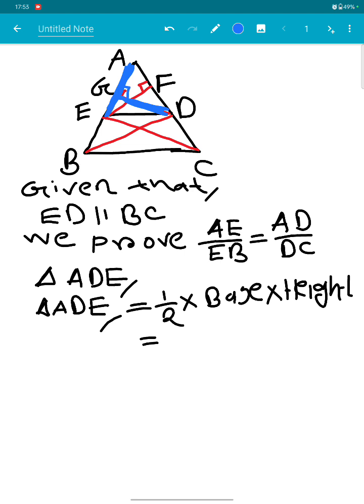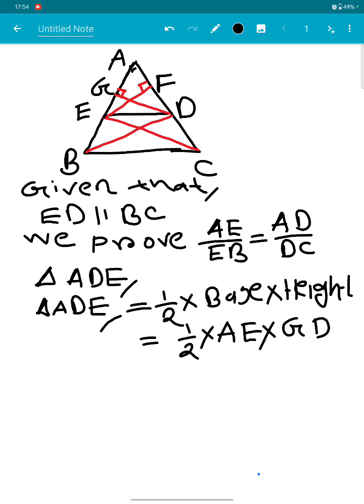So what is the area of ADE? Half into base. What is the base? Base is AE, and height is GD, because GD is perpendicular to AE. That's why GD is the height of triangle AED. Okay.